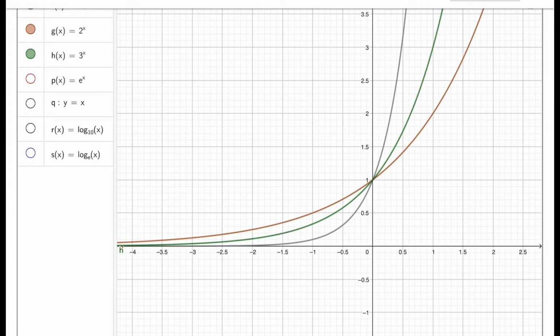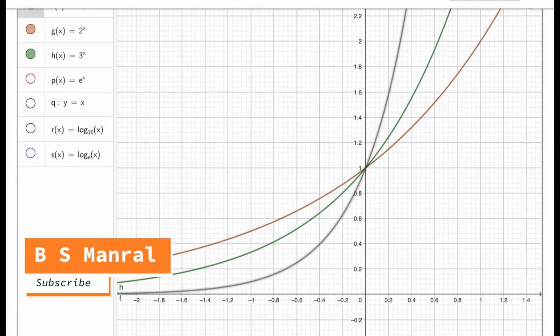And from the graph, it is clear that the graphs of 2 raised to the power x, 3 raised to the power x, or 10 raised to the power x, all such graphs lie completely above the x-axis. It means that the range of the exponential function is the set of all positive real numbers.